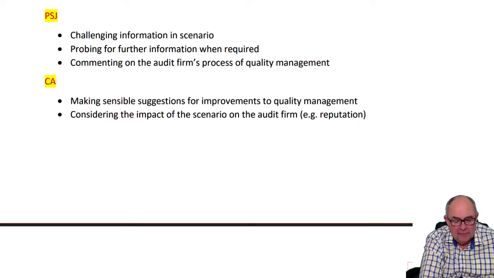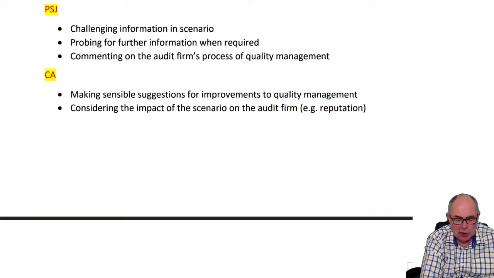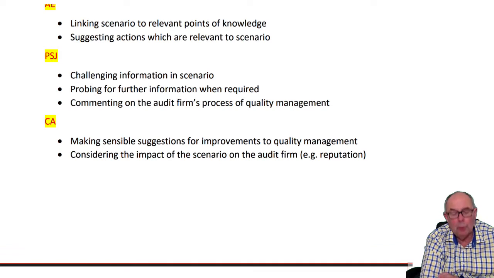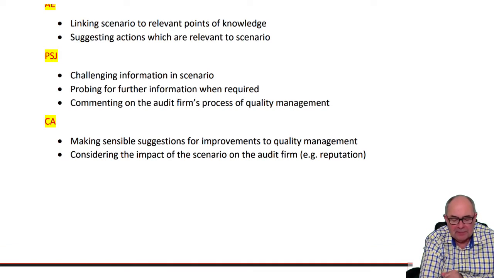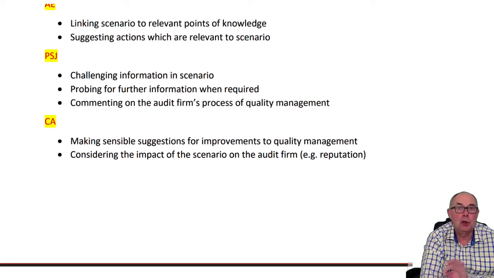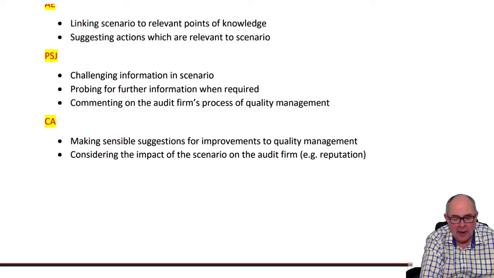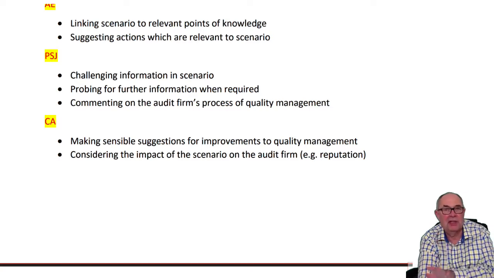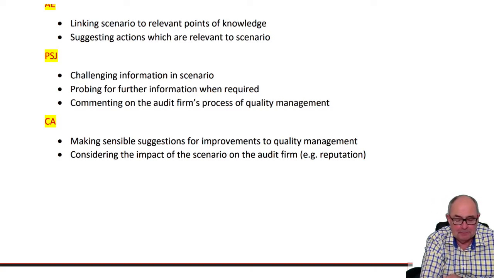Now, when you write your answer, you don't have to sit there in the exam saying, I wonder if this is PSJ or CA or AE, but we do know that the skills we need to demonstrate are to link the scenario with relevant points of knowledge, suggest actions that are relevant, challenge and probe, comment overall about quality management and how it could be improved, and think about the wider impact on the firm. Some of you might be saying, well, I'll be doing that anyway. Well, if you're doing that anyway, that's good. If you're not doing it though, it helps just to think about where those marks are going to be allocated.